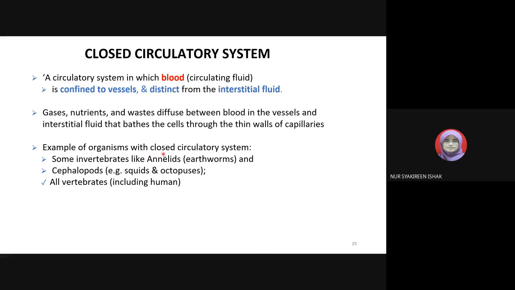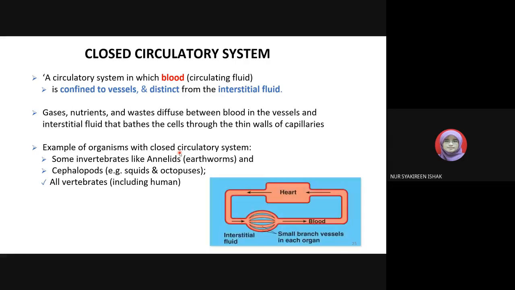So examples of organisms with a closed circulatory system are invertebrates such as annelids. Annelids are earthworms. Although earthworms have a simple body plan, they actually have a closed circulatory system. And then you have cephalopods, examples are squids and octopus. Octopus and squid actually have a closed circulatory system, and obviously all vertebrates, including humans, have a closed circulatory system.